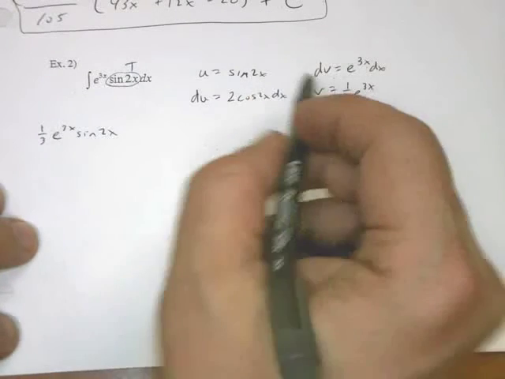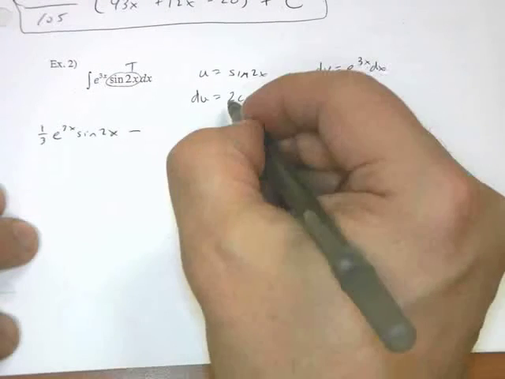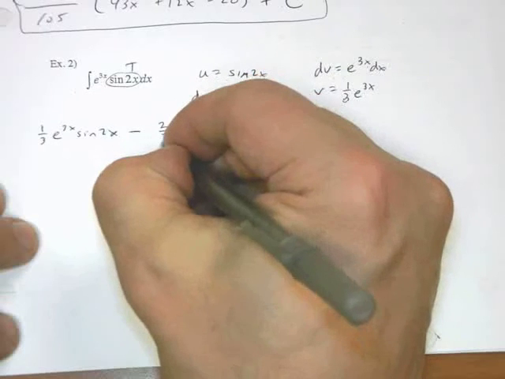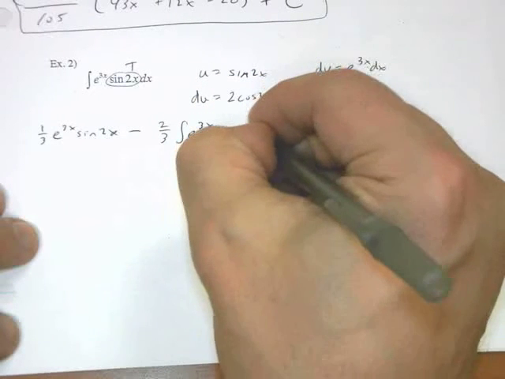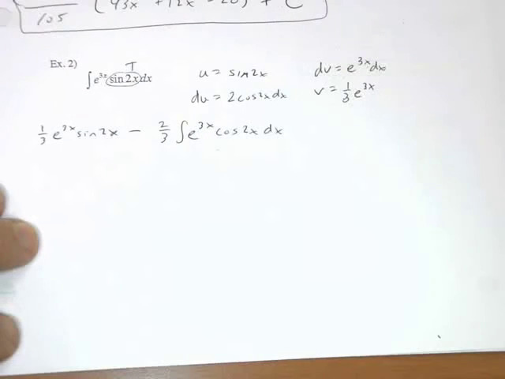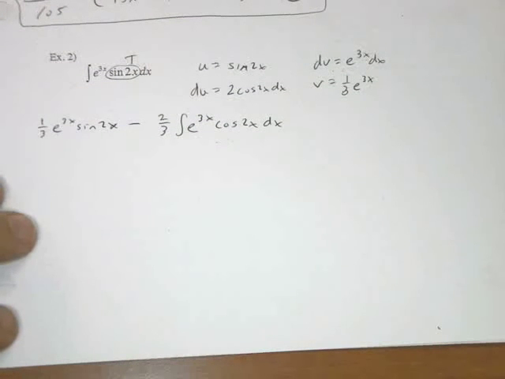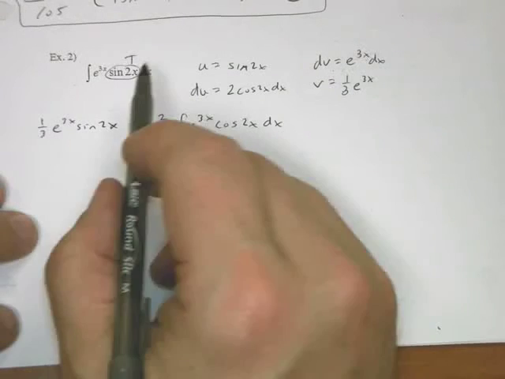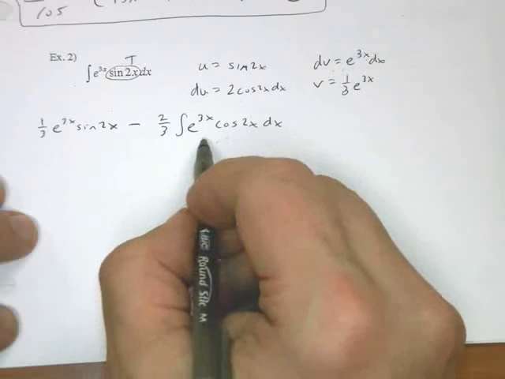Okay, so u times v minus the integral of v du. So I'm going to have 2 times 1/3, so 2/3. And then we have the integral of e to the 3x cosine 2x dx. Now some of you might be starting to see a problem here. I started out with an exponential and trig function. I did integration by parts. I still have an exponential and a trig function.